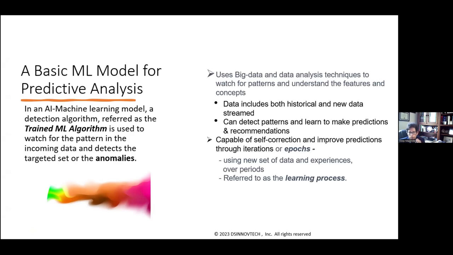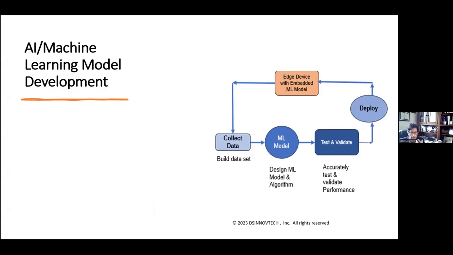Mainly, for this purpose we use big data analytic techniques, where you look for patterns. The data could be large volumes of historical data, or it could be new data that we are streaming. That can also be used to detect patterns and learn to make predictions and recommendations. We learn and improve the prediction through iteration, which in machine learning we call an approach. Using the new set of data, we refine the model, and this particular stage we call the learning process.